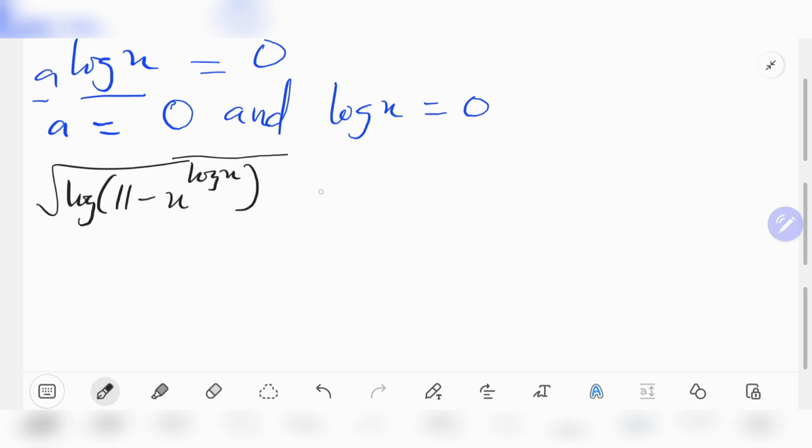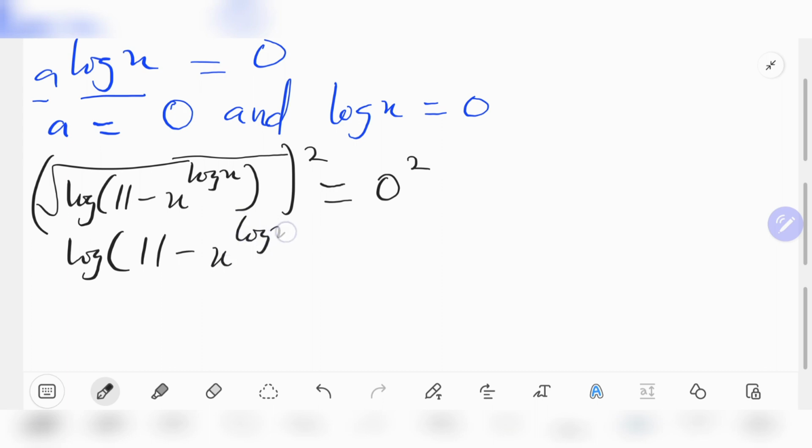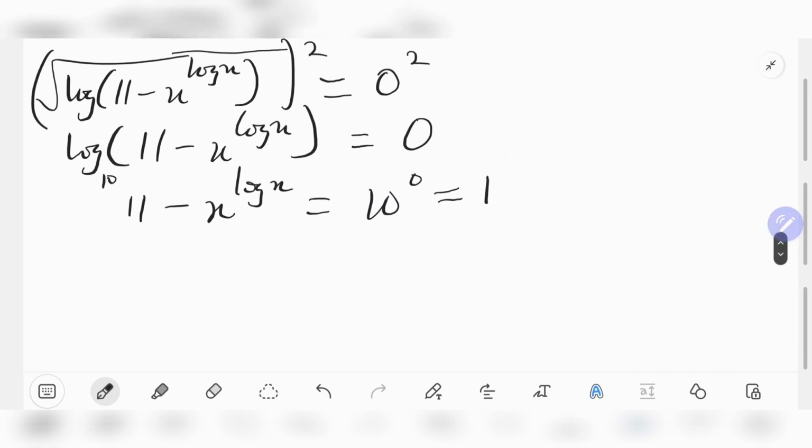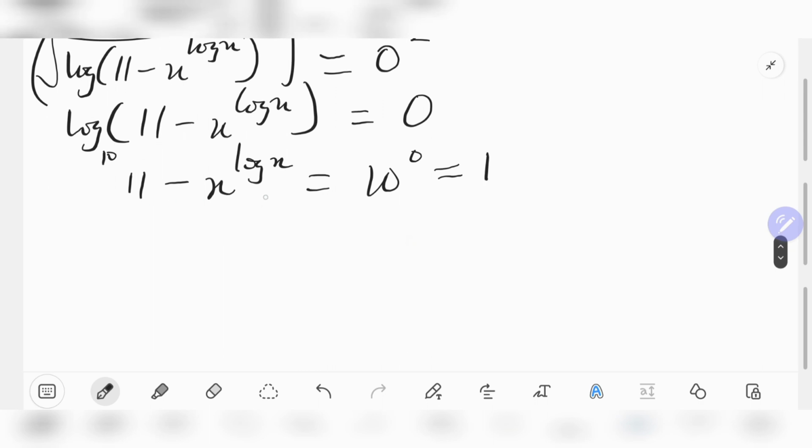All right, and we are having a to be 0, so it means this expression will be equal to 0. Now from here, if we square both sides of the equation, we are going to have this expression then equals 0. Then there's a 10 over here, so if we get rid of the log, we are going to have this equals 10 power 0, and 10 power 0 is the same thing as 1. So we have 11 minus x to the power of log x equals 1.